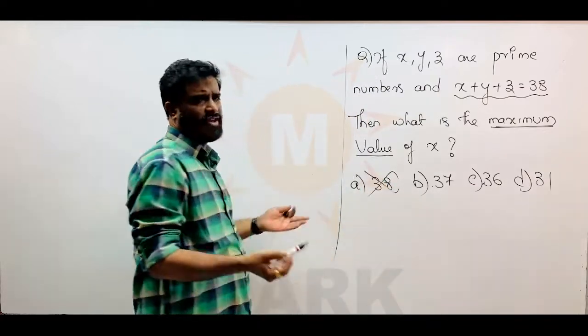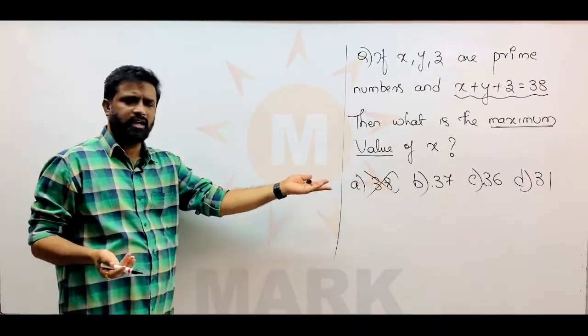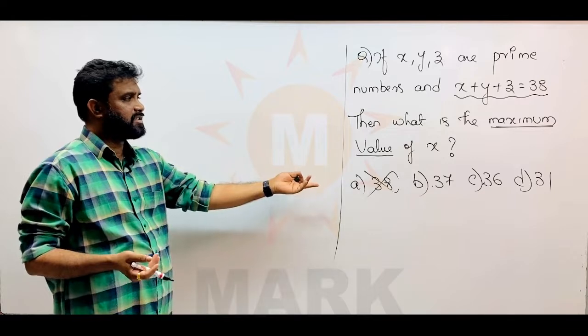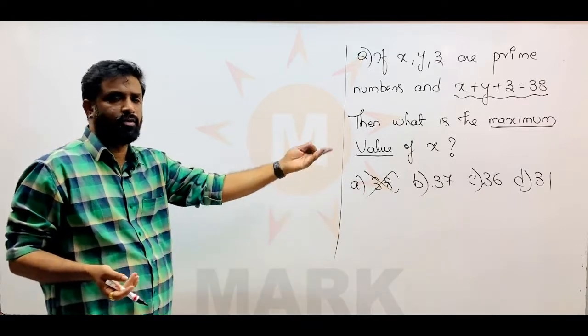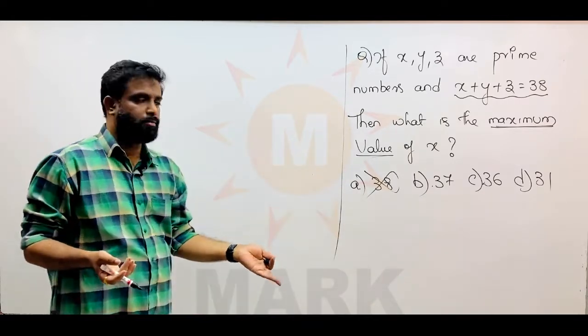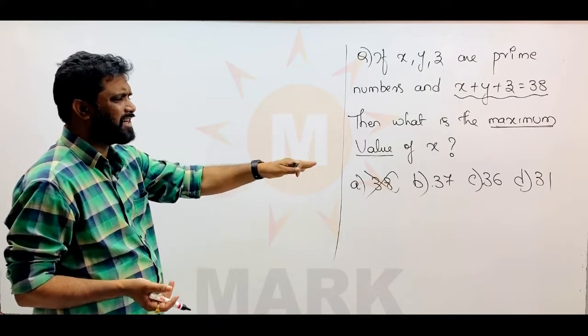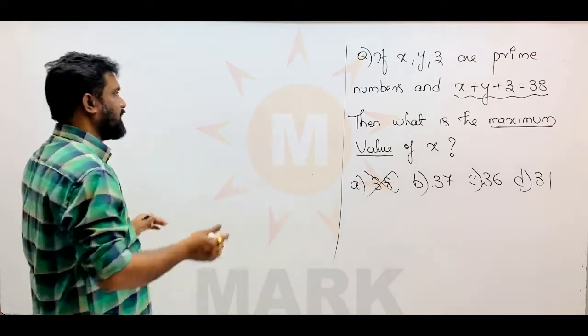Obviously 38 is not the option, because if x is equal to 38, the other two numbers will become 0, and 0 is not there in the prime or composite family. So we will see from 37, 36 or 31, something should be the answer.